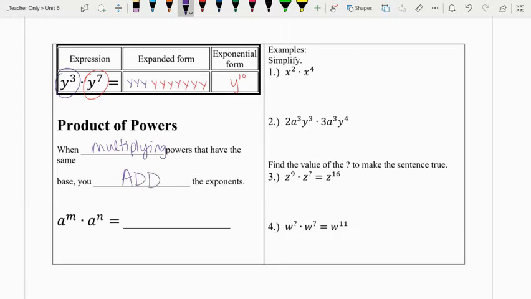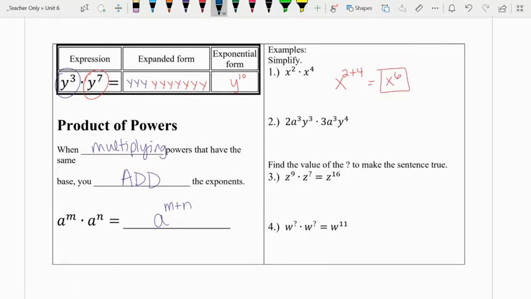Okay, so these are all called powers. So anytime you have y to the 3rd, x to the 100th, okay, anything that has an exponent, those are called powers. And when you're multiplying powers, you are adding the exponents. So if we have a to the m times a to the n, that would be a to the m plus n. So some examples off to the right. We have x squared times x to the 4th. So we would add those. That would be x to the 2 plus 4, which is x to the 6th.